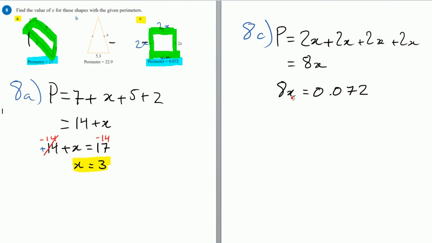What we want to do is get x on its own, so we undo what's happening to it. Right now we have 8x, which is the same as 8 times x, equals 0.072. To undo the times 8, we divide by 8 on both sides. That gets cancelled, so we're left with x equals, and if we do it on the calculator, we should get 0.09. And that's our answer.